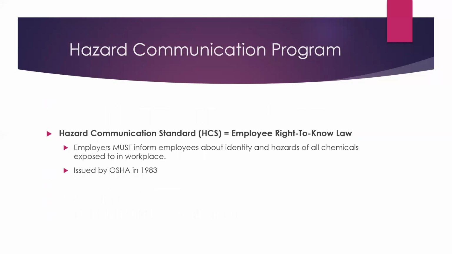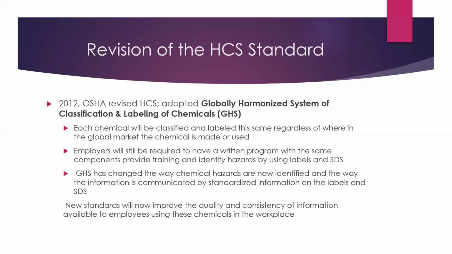The Hazard Communication Program, otherwise abbreviated as the HCS, is basically the Employee Right to Know law. Employers must inform employees about the identity and hazards of all chemicals exposed to in the workplace. It was issued by OSHA in 1983. In 2012, OSHA revised the HCS and adopted the globally harmonized system of classification and labeling of chemicals, otherwise known as the GHS.